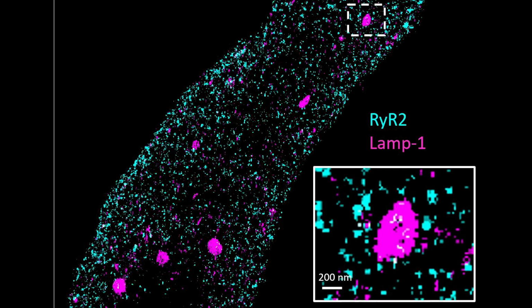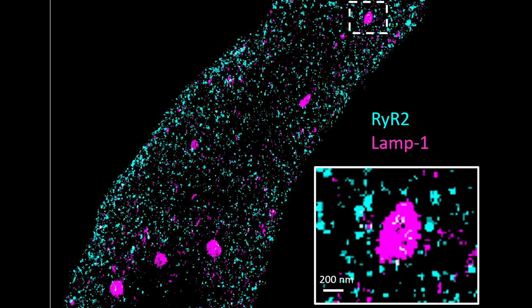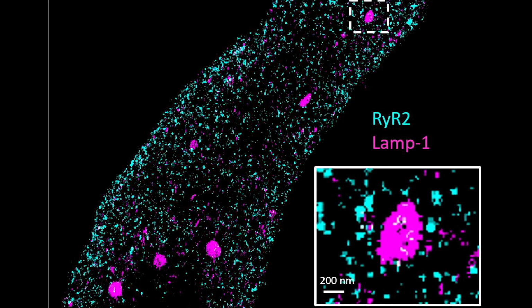We found, using nanoscale super-resolution microscopy, that a large number of ryanodine type 2 receptors are located within 40 nanometers of lysosomes. Ryanodine type 2 receptors are activated by calcium through a process known as calcium-induced calcium release, and we know that lysosomes are a major store of intracellular calcium.